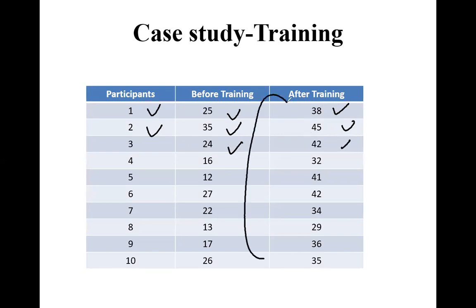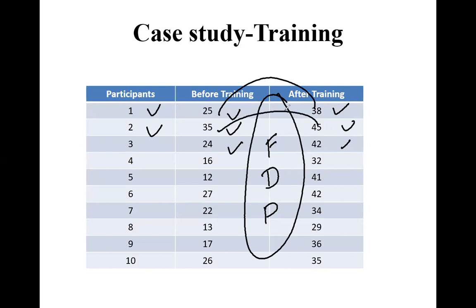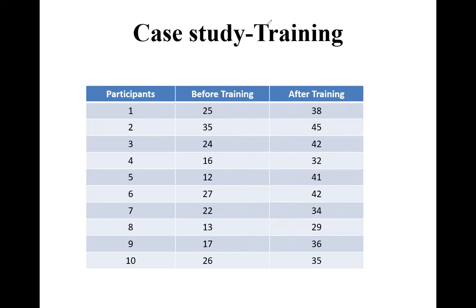So there is a difference. This is FDP, and this is the difference. Now, whether this difference, 38 minus 25, 45 minus 35, is significant or not, can we generalize that the faculty development program enhances the motivation or attitude of the teachers? If this difference is significant, if the p value is less than 0.05, then we can generalize, yes, the faculty development program improves the attitude of teachers. Okay, now it's a case study.